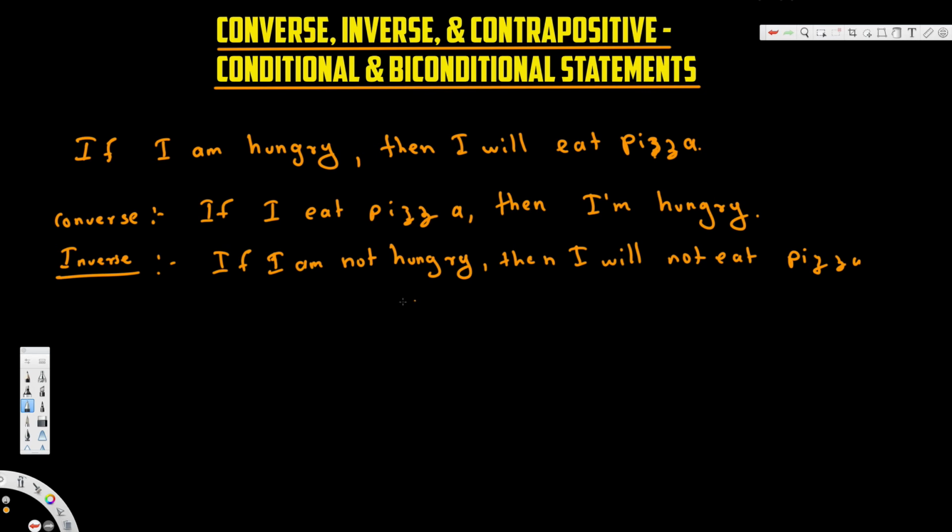Now the next thing is we are going to see what contrapositive is. Contrapositive is the reverse negation of the conditional statement, or you can say the negation of the converse. So here you can simply negate this converse. That's going to be: if I don't eat pizza, then I'm not hungry.